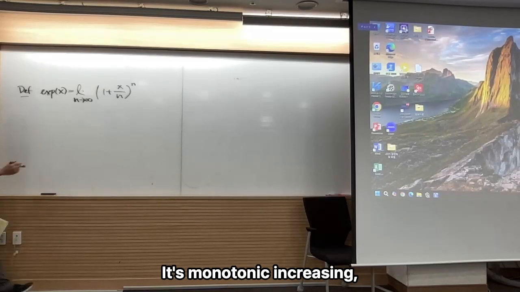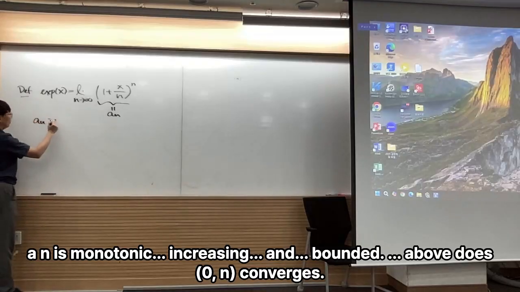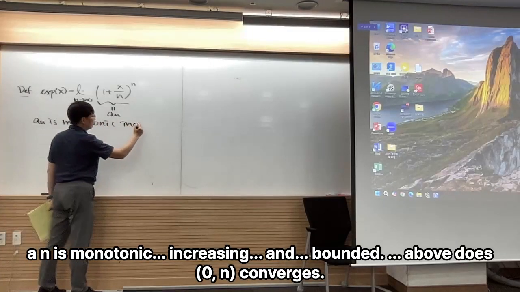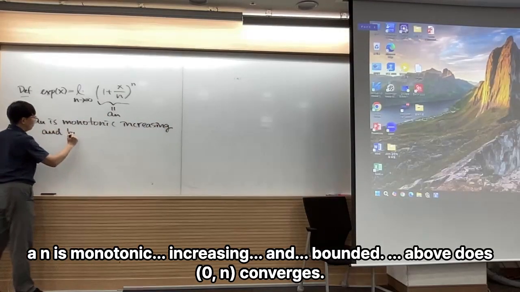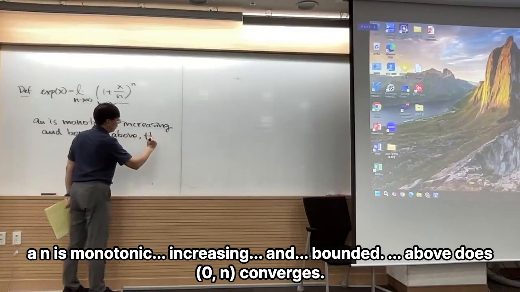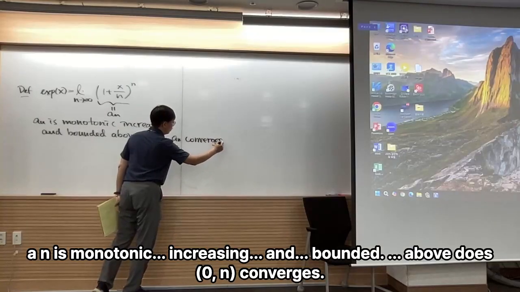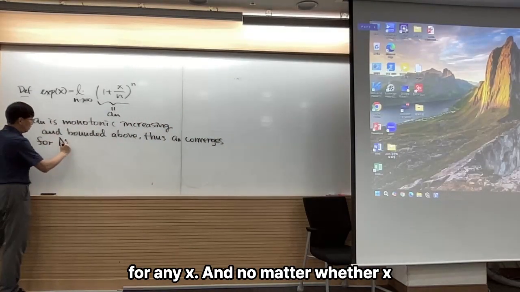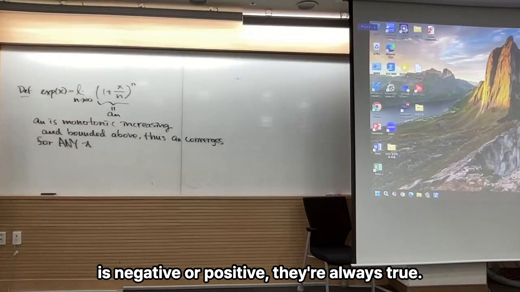It's monotonic increasing, so let's say this is a_n, then a_n is monotonic increasing and bounded above, thus a_n converges for any x. That's the important part: for any x. So no matter whether x is negative or positive, it's always true.